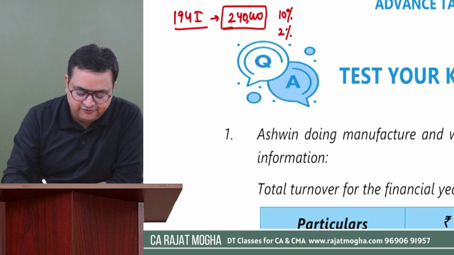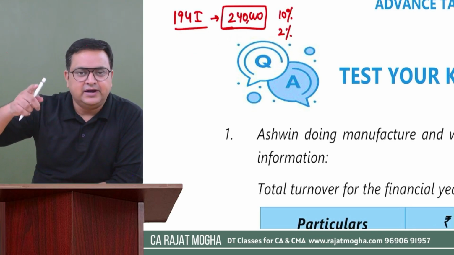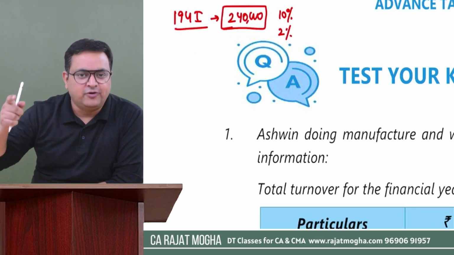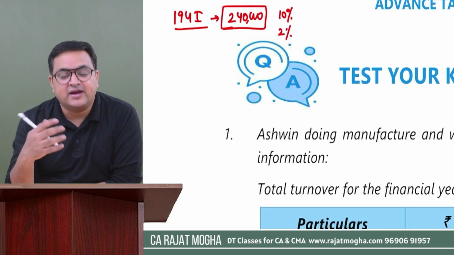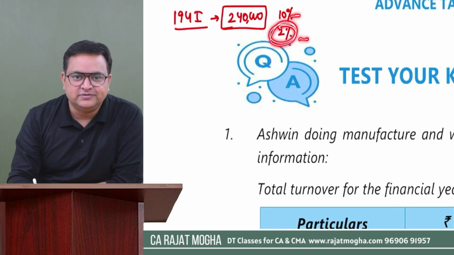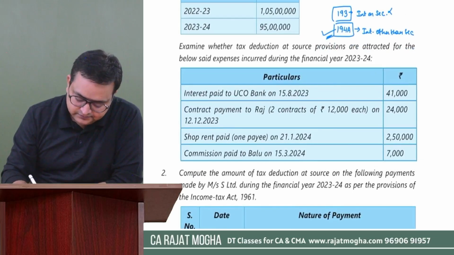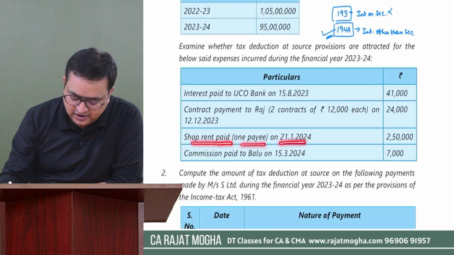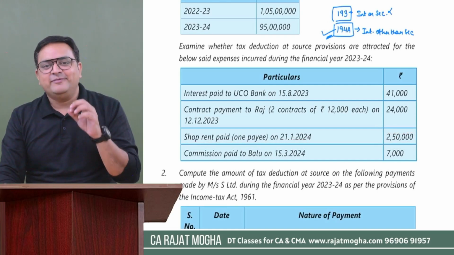So this is 194I. If the aggregate of the rent of the entire year is more than 2,40,000 rupees, then TDS will be applicable at 10%. Let's say if you have taken any property on rent or any furniture on rent, then 10%. Only in case of plant and machinery, it is 2%, right? So let's apply this in our question. Shop rent paid to a payee on this date. How much? 2,40,000.